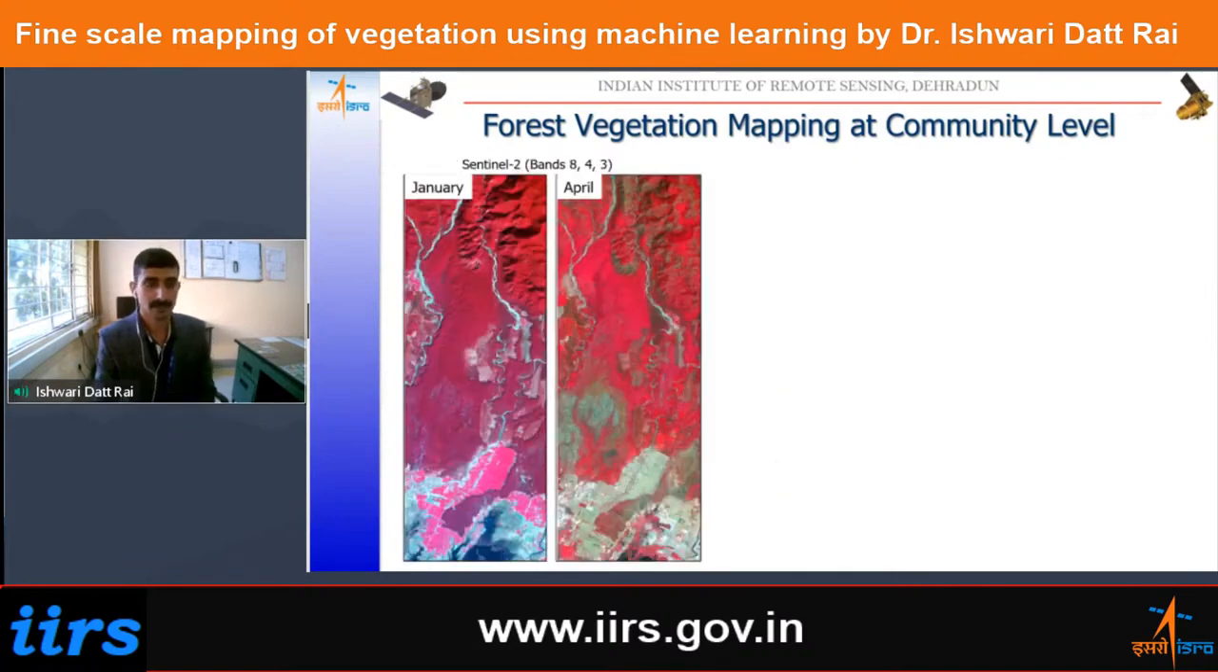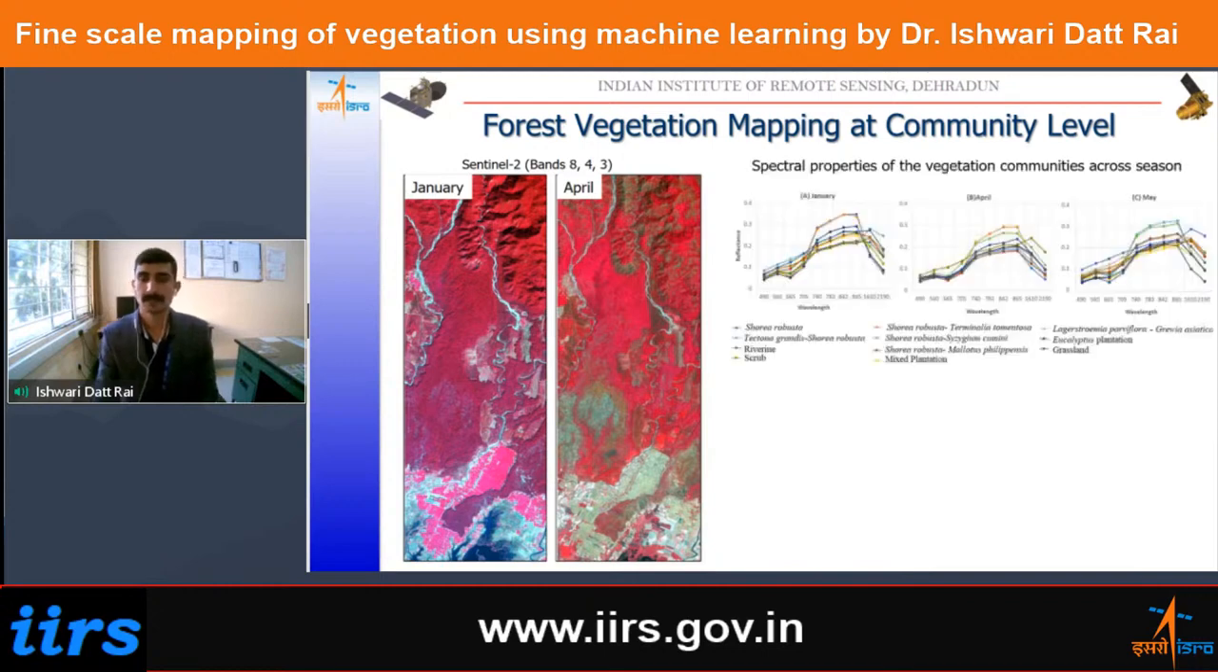Here you can see two imageries from different seasons. In the January image you can hardly differentiate the evergreen vegetation from the deciduous. But if you see the April image, you can identify the deciduous vegetation from the evergreen ones. So not only the tonal variation, but also spectrally they are highly discriminated.